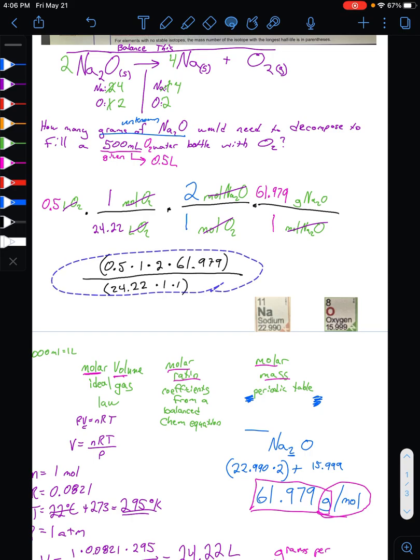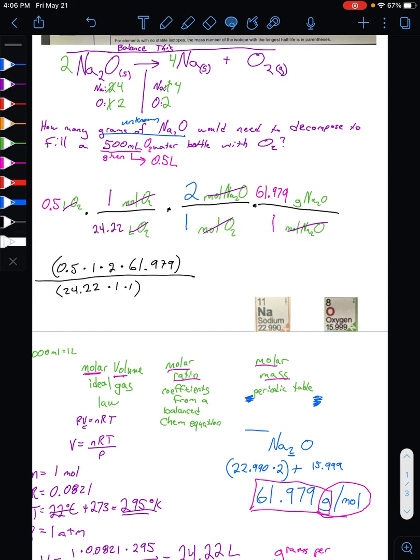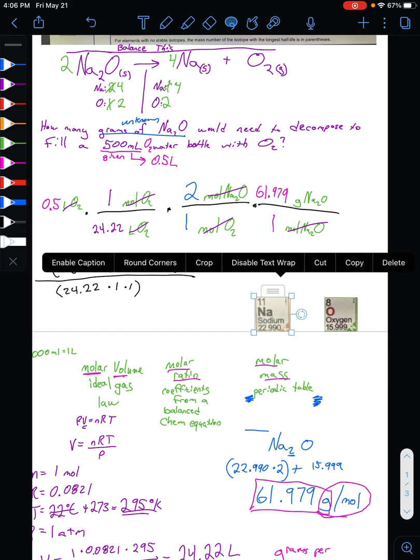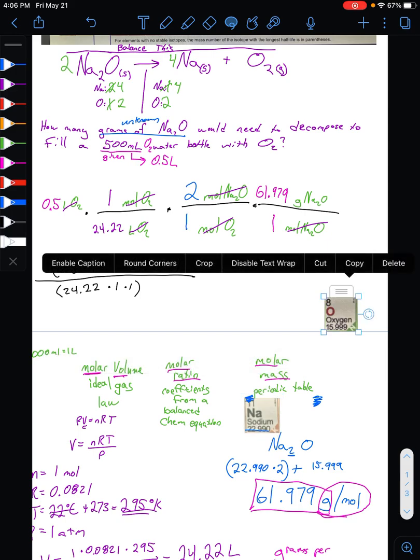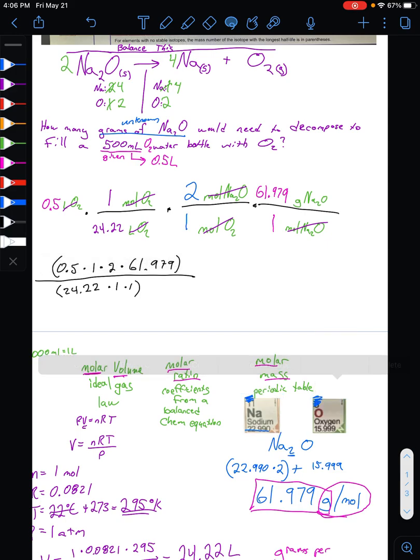I do have another method of doing this that I have said in class. It doesn't really matter which way you do it. This is the more thorough, trackable way, so I'm going to show you that way. So let's do the top. 0.5 times 1. Don't really need to do a times 1, but times 2, times 61.979.